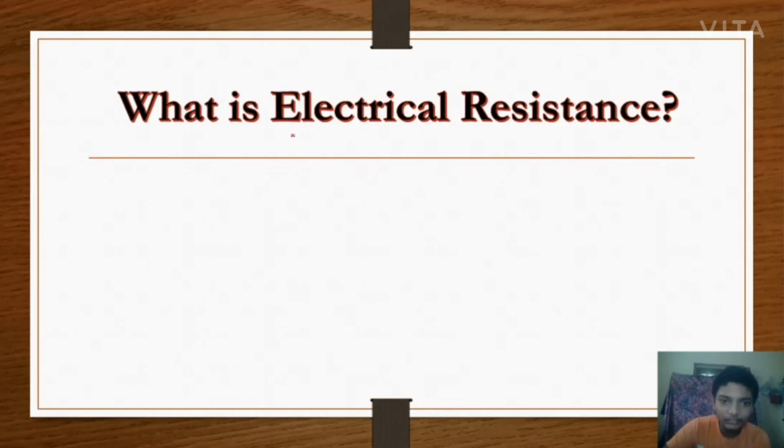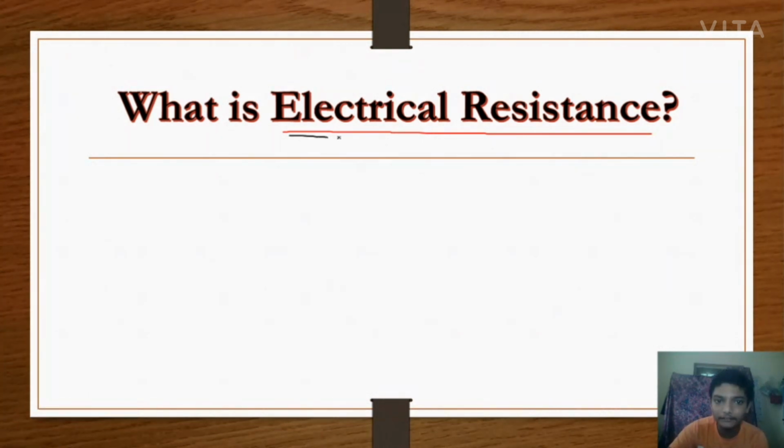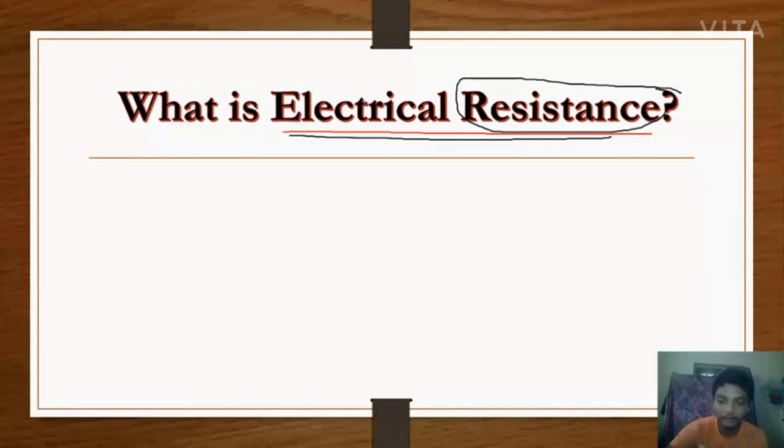The first topic we will learn is what is an electrical resistance. Before learning what a resistor and a color code are, this is the basic topic to understand: what is resistance.